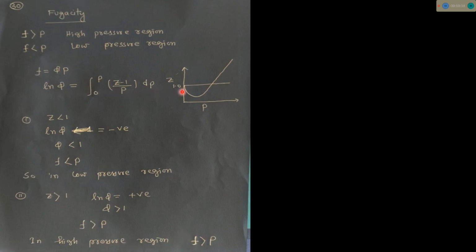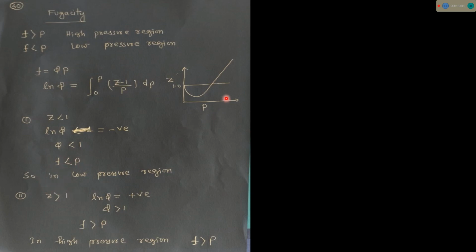In the low pressure region, in this case z is less than 1. Z less than 1 means this integration becomes negative. So ln phi becomes negative. Ln phi negative means phi less than 1. So from the equation f equals phi p, if phi is less than 1, you can say f is less than p, meaning pressure is greater than fugacity.